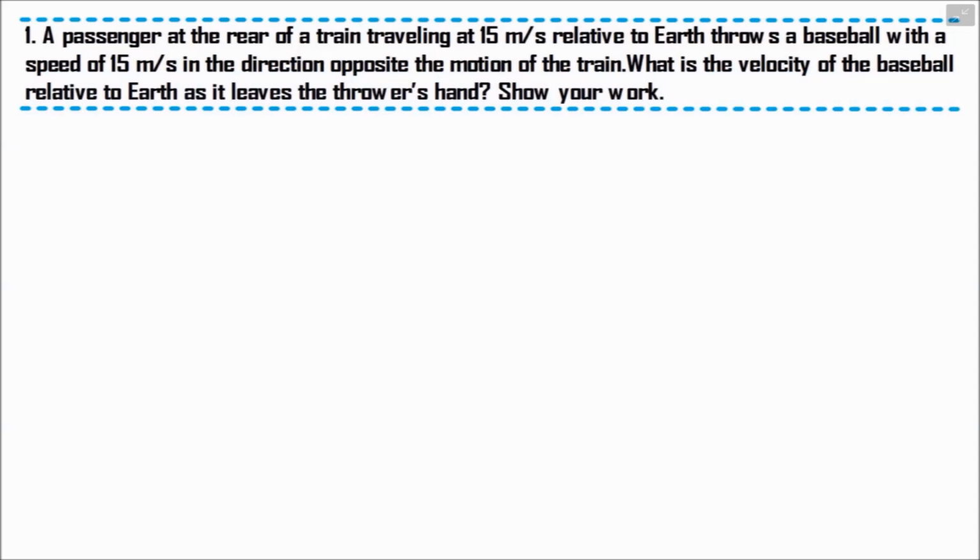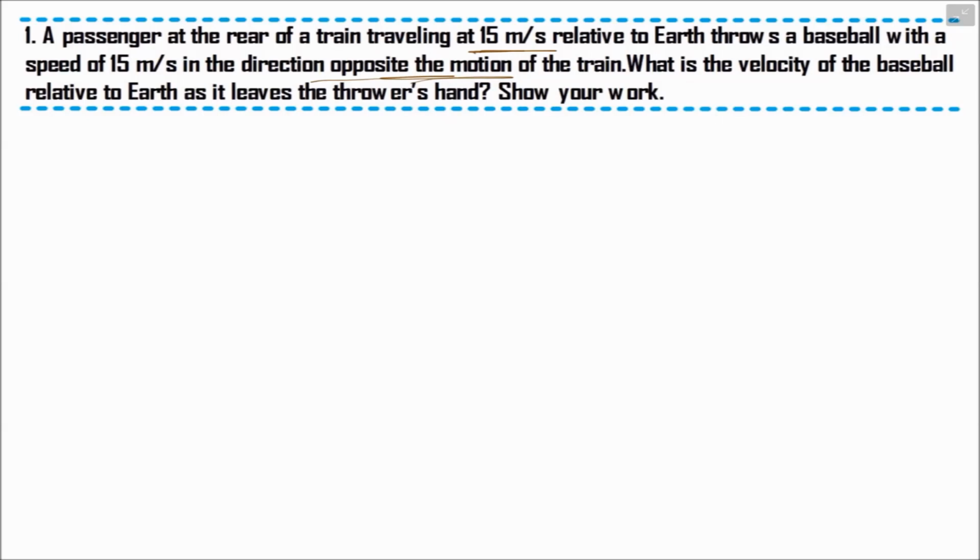Hello, welcome everyone. In this question, it says a passenger at the rear of a train traveling 15 meters per second relative to Earth throws a baseball with a speed of 15 meters per second in the direction opposite to the motion of the train. What's the velocity of the baseball relative to Earth as it leaves the thrower's hand? Show your work.